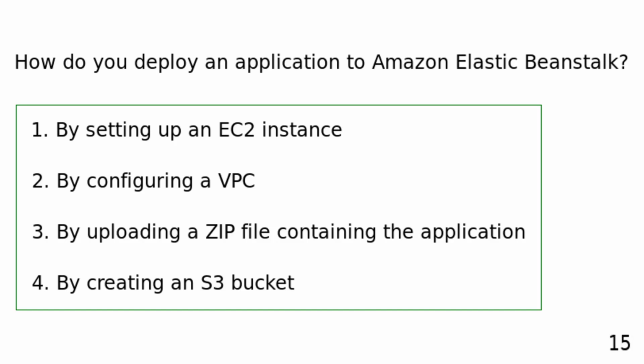How do you deploy an application to Amazon Elastic Beanstalk? By setting up an EC2 instance. By configuring a VPC. By uploading a zip file containing the application. By creating an S3 bucket.